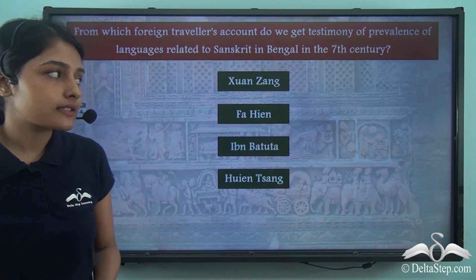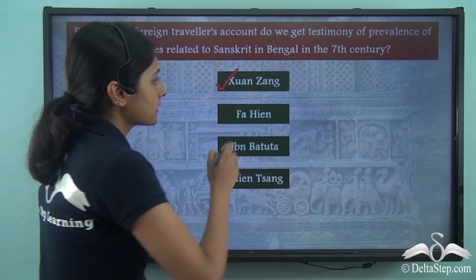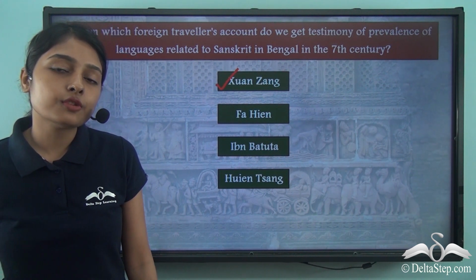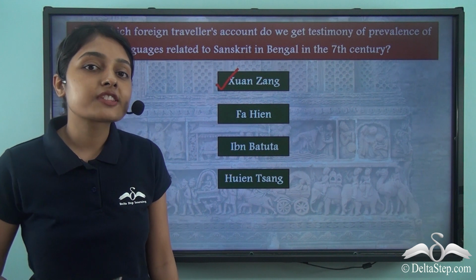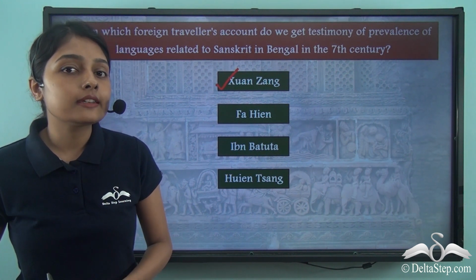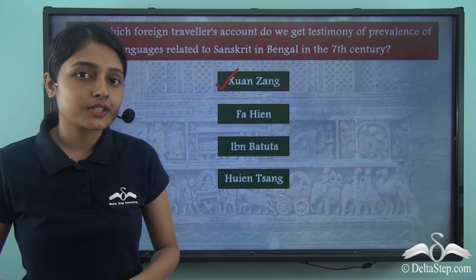Well, the correct answer is Xuanzang. It is from this Chinese traveler's accounts that we get to know about the spread of Sanskrit and different Sanskritic languages over Bengal in and around the 7th century CE.